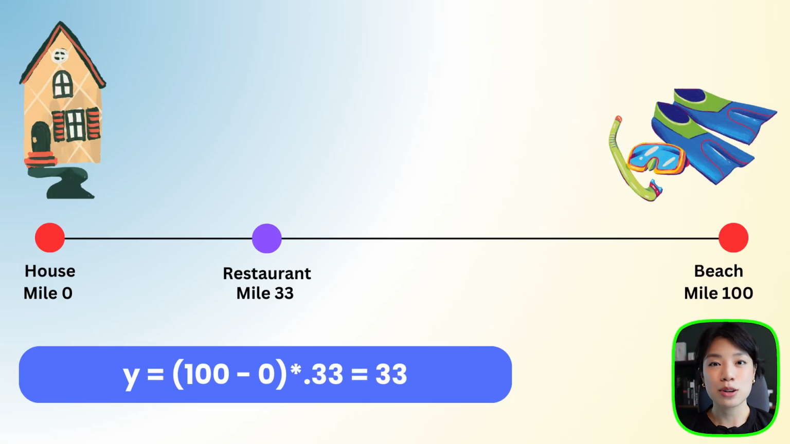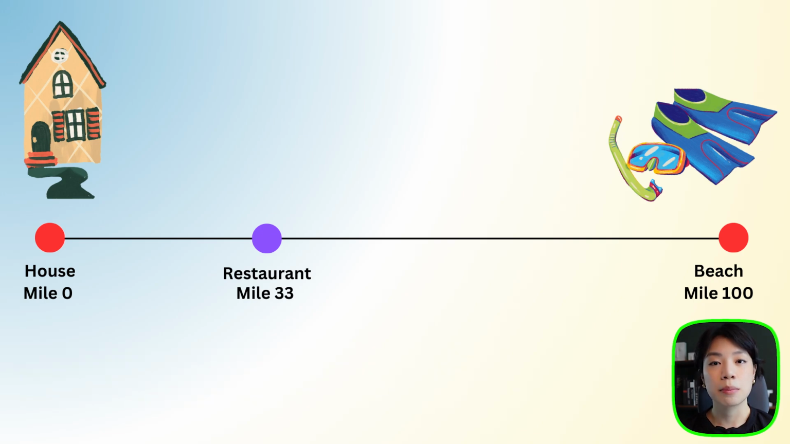To interpolate is to insert into something. A linear interpolation is to insert a point on a straight line between two known points, and these two known points in this case is the house, which is at mile 0, and the beach, which is at mile 100. And the amount of interpolation is 0.33, and so we get mile 33. But this is the case where one of the points is 0.